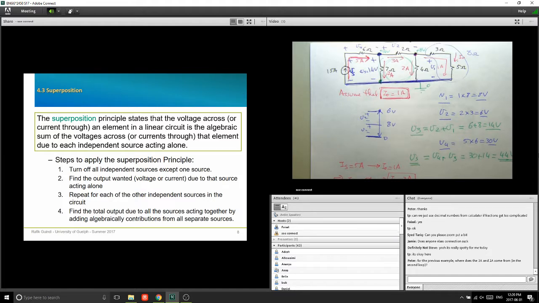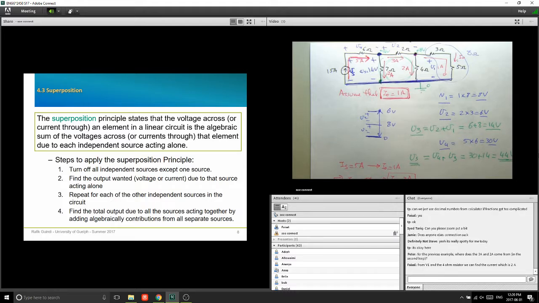So, steps to applying the superposition principle. Number one, you turn off all independent sources except one source. Now we say all except one because you may have more than two. You can have a circuit which has, I don't know, 4 sources. So you keep one and you turn 3 off. Number 2, find the output wanted due to that source acting alone. If you're looking for a current or a voltage, you try to find that. Number 3, repeat for each of the other independent sources in the circuit. So you're going to do this a second time, a third time, a fourth time, depending on how many sources you have. And at the end, the voltage or the current you're looking for, you get by finding the sum of the individual responses. But you take the sign into consideration. That's why it says the algebraic sum. If a voltage is positive and the other is negative, you have to take that negative sign into account.